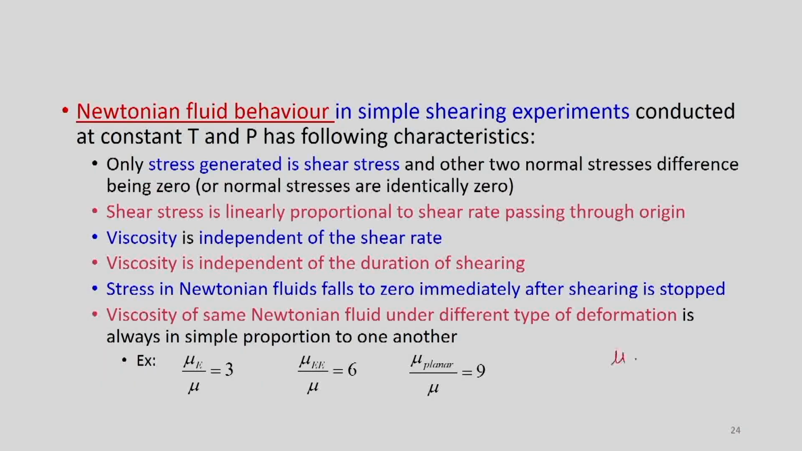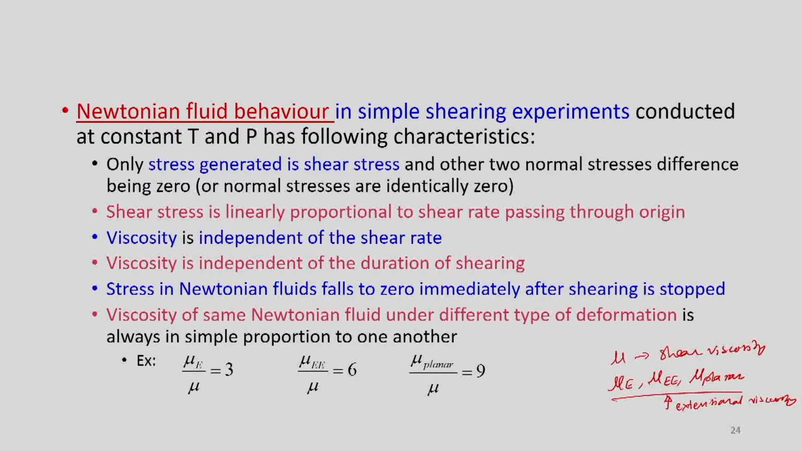Mu is the shear viscosity, or viscosity from the shearing experiment. Mu E, mu double E, and mu planar are kinds of extensional viscosity. So if you deform the fluid in different ways, one is shearing and another is extension or elongation, there will obviously be different viscosities. But if the fluid is Newtonian, the ratio between these viscosities would be a constant.